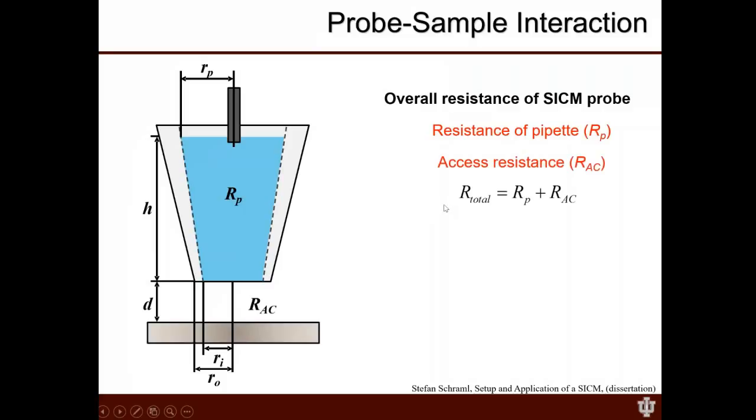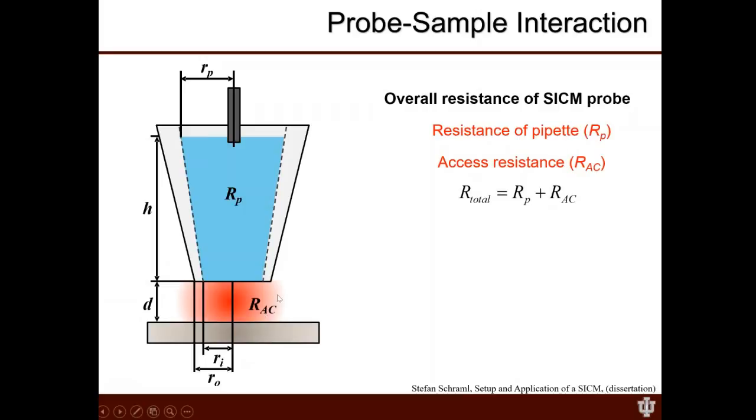So what happens if we bring this tip close to a surface? If we bring the tip close to a surface, a second resistance is developed. We call it the access resistance, RAC. RAC depends on how close the tip is to the surface, the inner diameter of the pipette, and the outer diameter of the pipette. Essentially, the total resistance that we're measuring is the sum of the pipette resistance plus the access resistance that develops because of this gap.